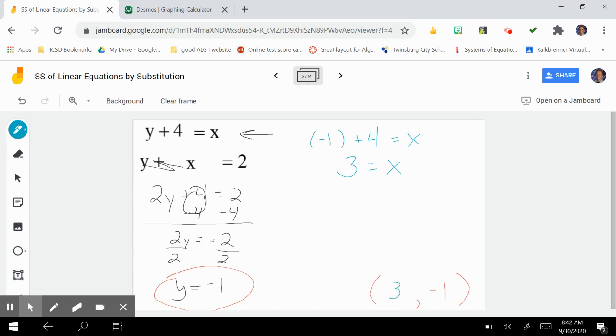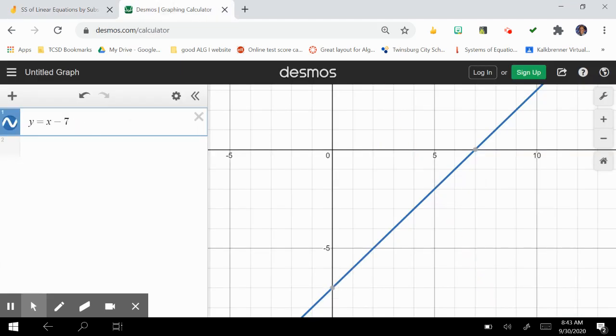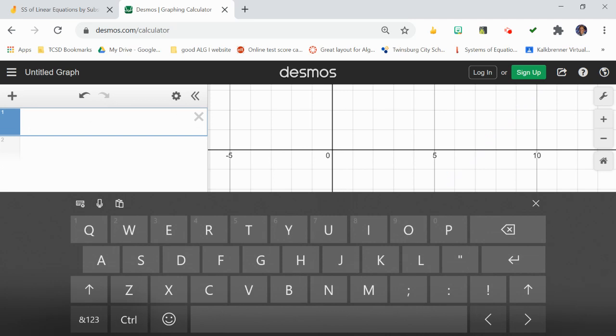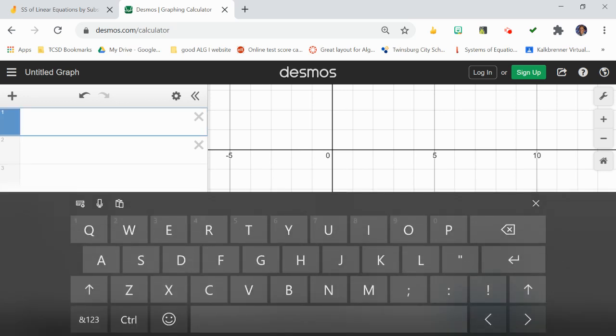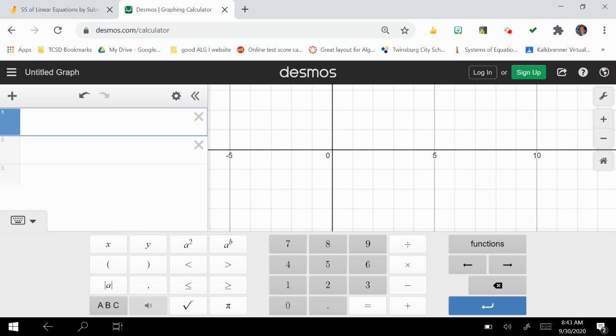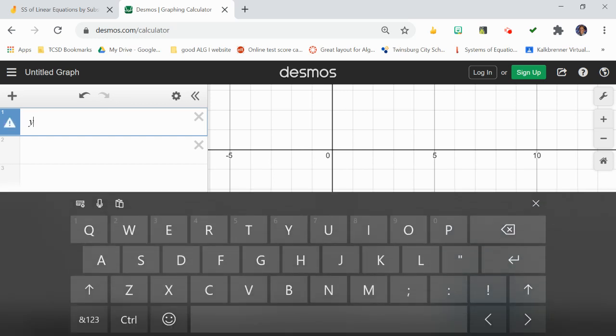Again, how do I check these? I go to Desmos, and I'm just going to eliminate what I just had. We have y plus 4. I don't know why that keeps popping up.